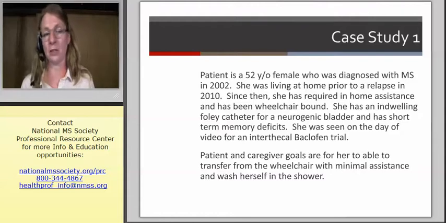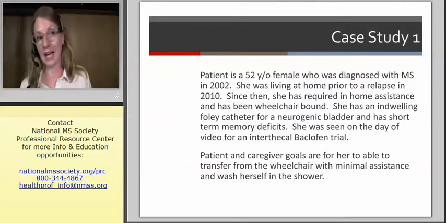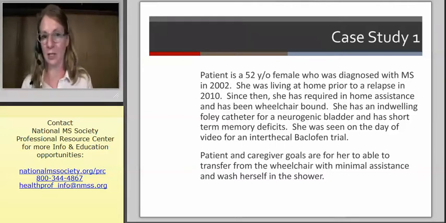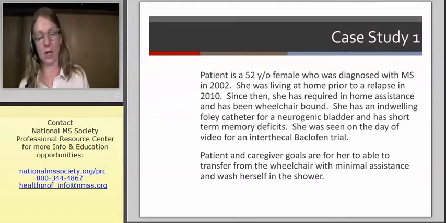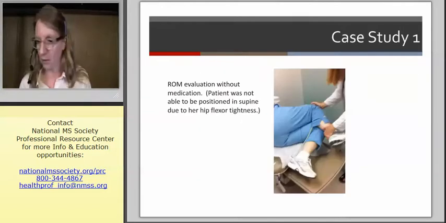She does have pretty severe short-term memory deficits at this point, and she was seen on the day of the video for an intrathecal baclofen trial. Her goals are pretty basic. Her daughters had to move in with her, and she has an 18-month-old. So, you know, it would be great if this patient could care for herself a little bit more. So goals are for transfers with only minimal assistance, to be able to help bathe herself, to work on hygiene, dressing, you know, pretty low-level things that could help her family out a lot as far as function goes. So here we go. Let me get the video up.